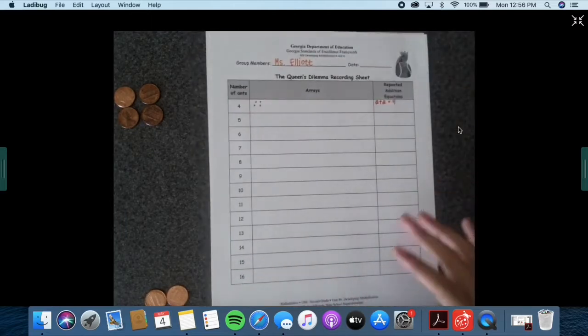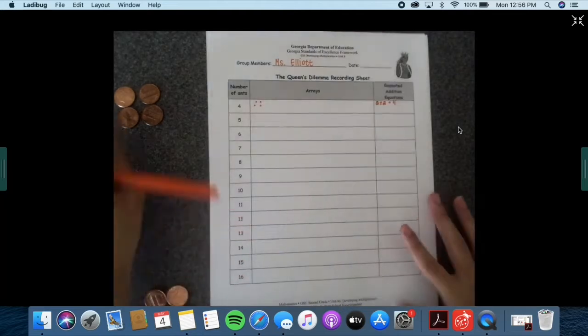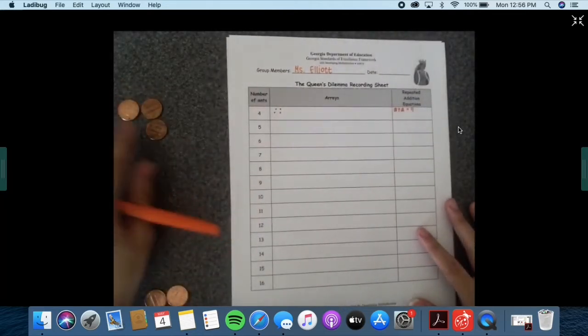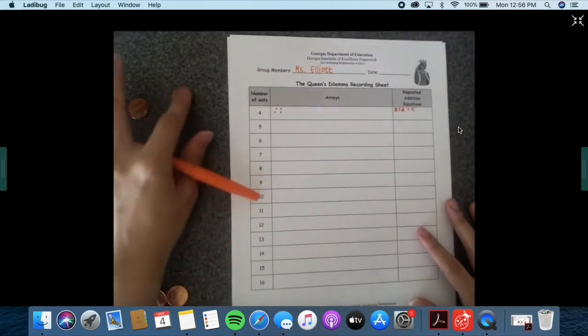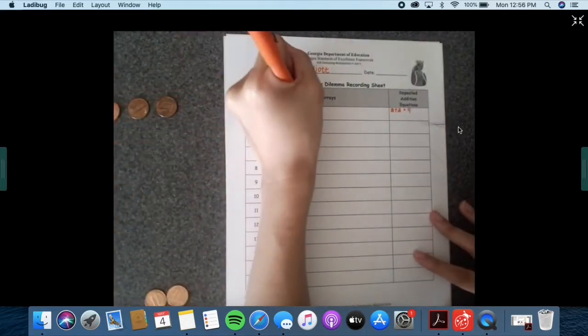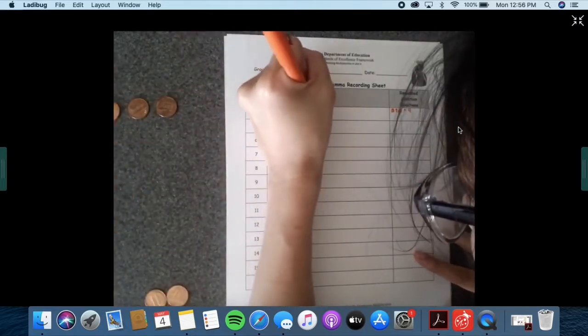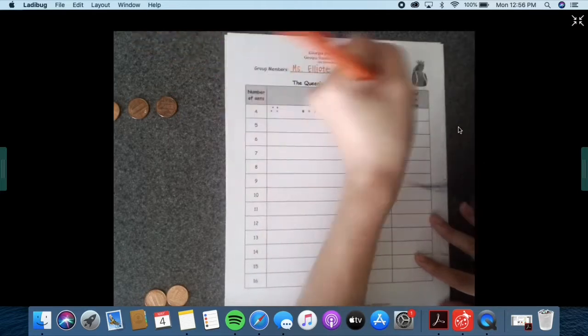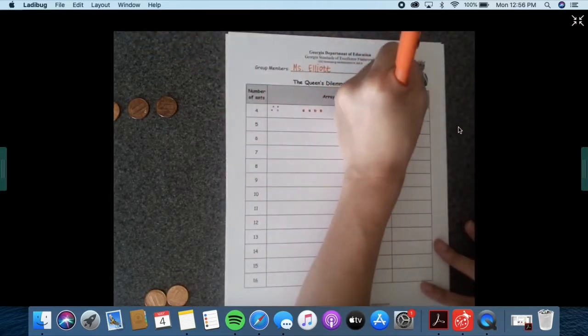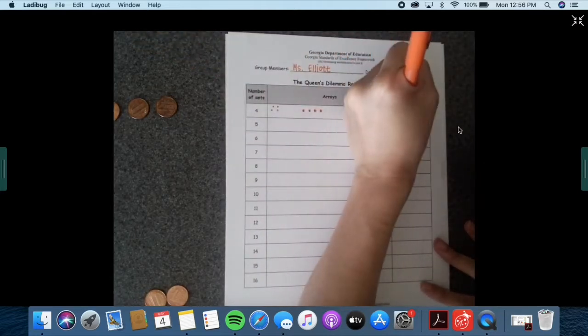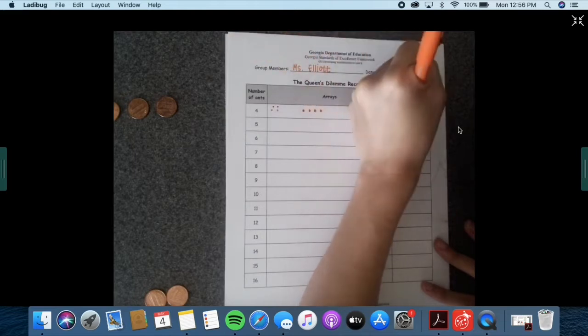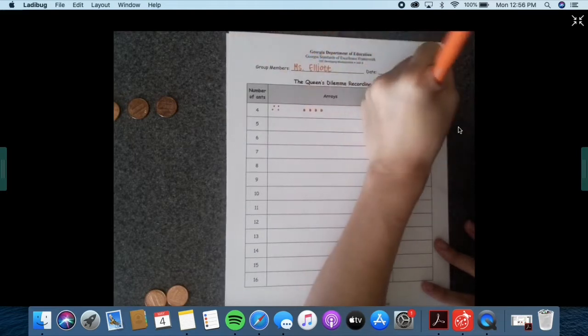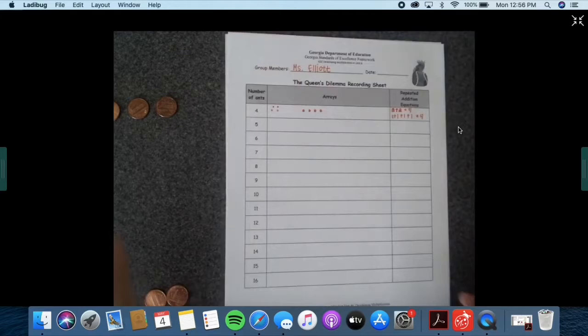But I also could make 1 row of 4. 1, 2, 3, 4. So it could also look like this. 1, 2, 3, 4. And my repeated addition would be 1 plus 1 plus 1 plus 1 is equal to 4.